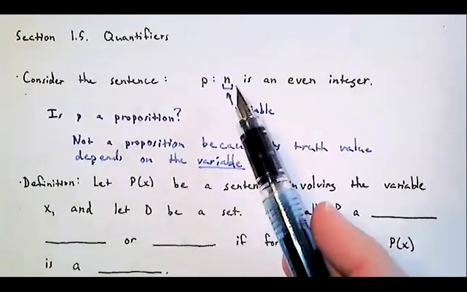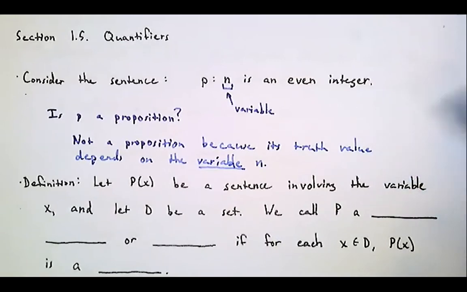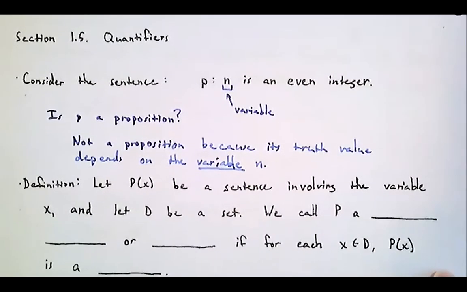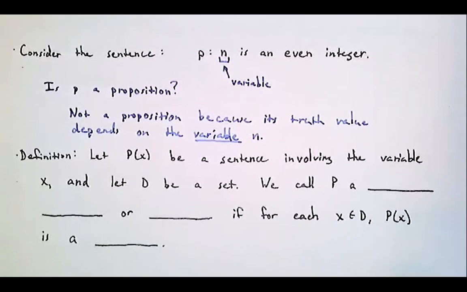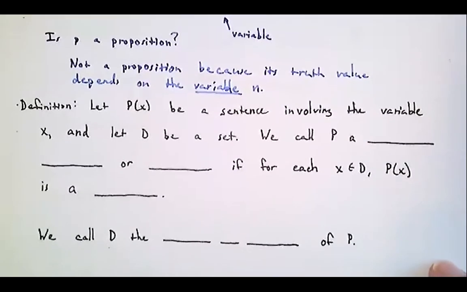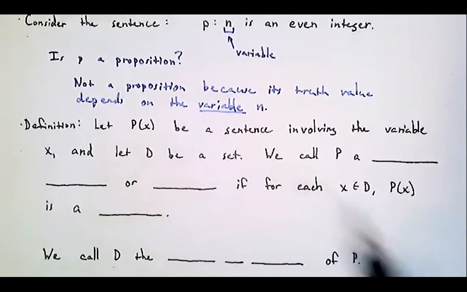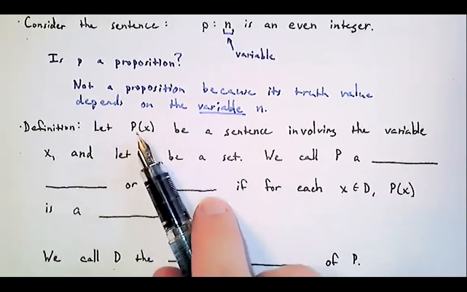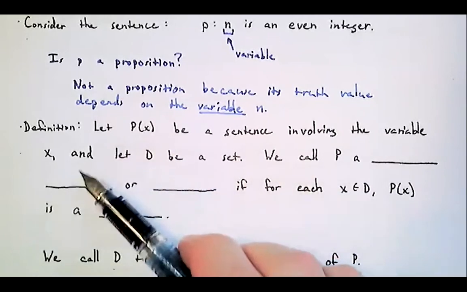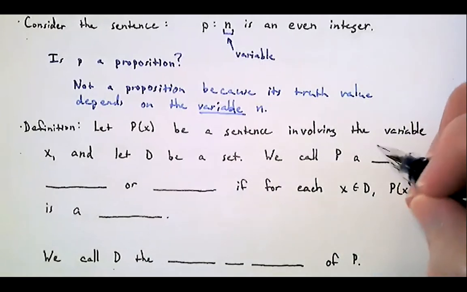So this isn't a proposition, but it certainly seems to be a very typical kind of statement that you might make, a typical kind of sentence that you might say or write. So what is it if it's not a proposition? And that gets to the next definition. So this sentence here is an example of what I'm about to talk about. Let P of x be a sentence involving the variable x, and let D be some set. We call P a propositional function.